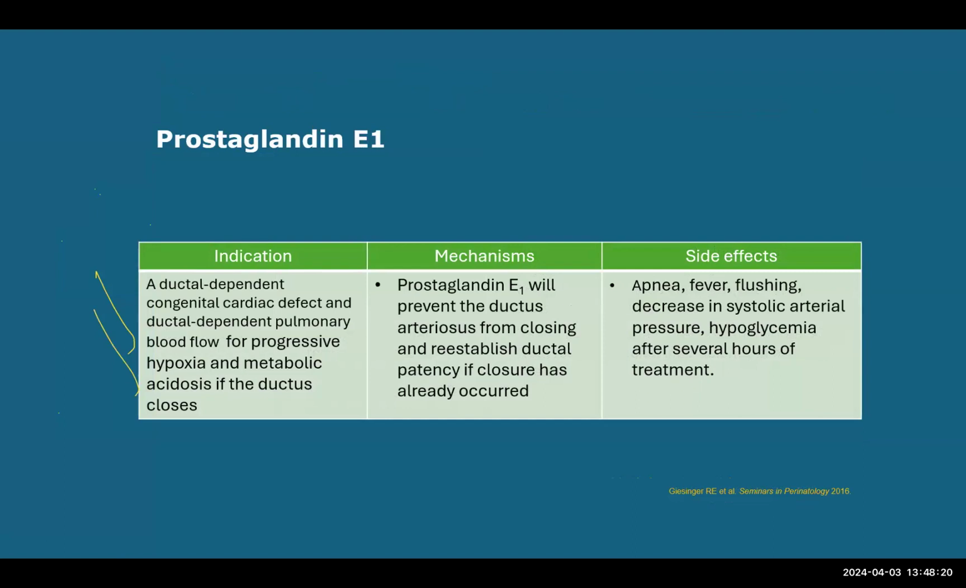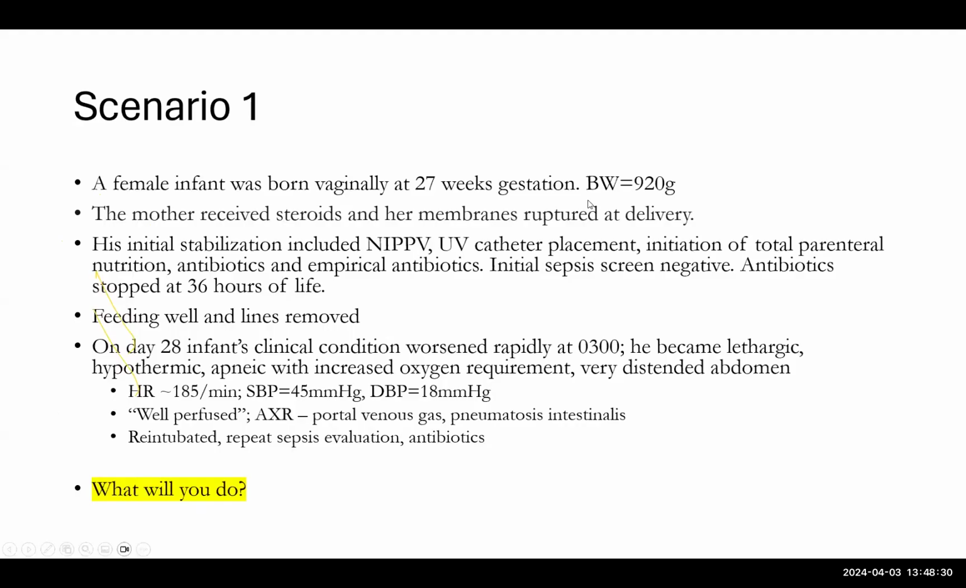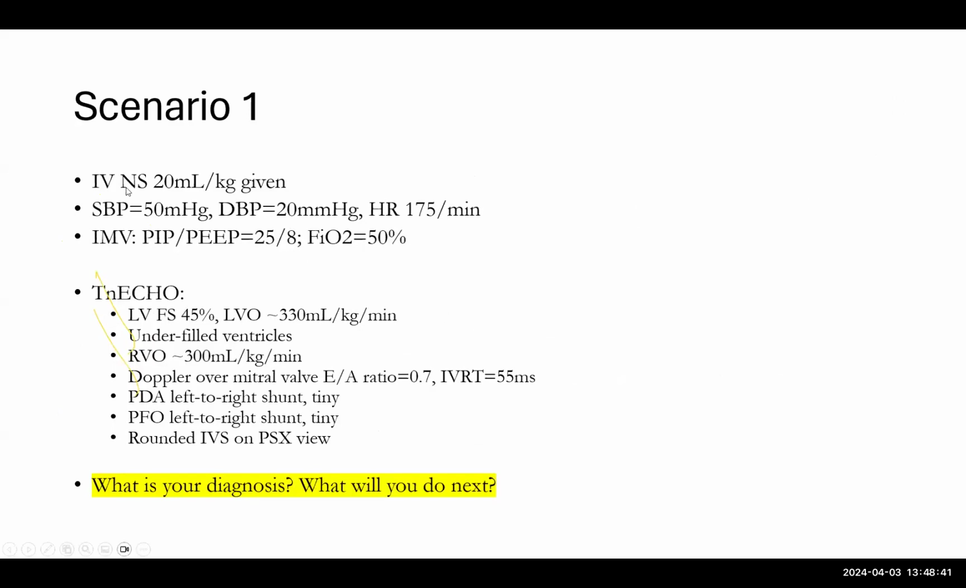So maintaining the ductal opening with 0.01 to 0.02 micrograms per kilo will be really helpful, at least temporarily, to maintain the systemic circulation. So going back to scenarios 1 and 2, what are we going to do? In infants with frank NEC, with distributive shock, with hypovolemic shock, I think giving a fluid bolus is very reasonable. Low diastolic blood pressure.